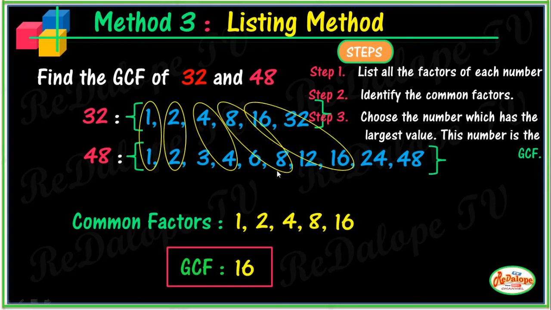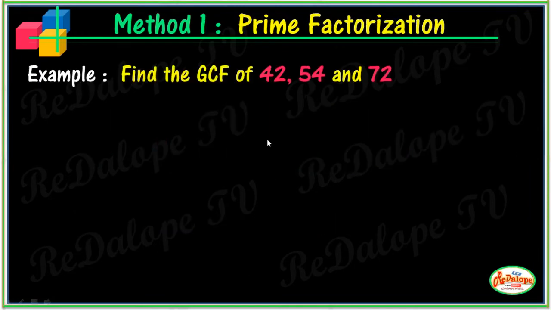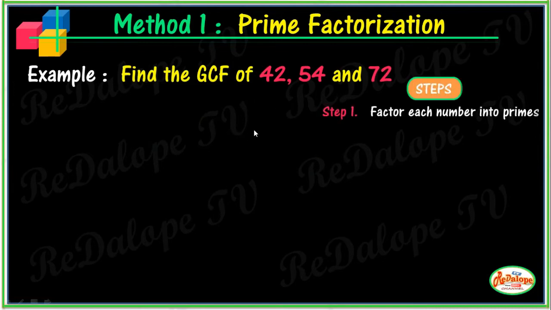Now let us have a problem where three numbers are given, say 42, 54, and 72. How do we find the GCF of these three numbers? Again, we will solve that using three methods. Let's start with the Prime Factorization Method. So the first step is factor each number into primes.